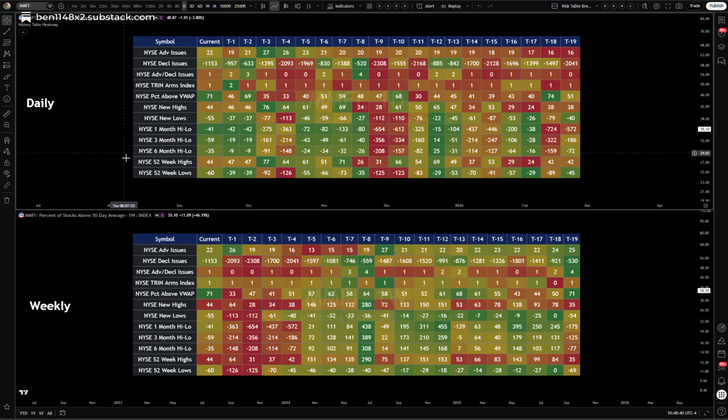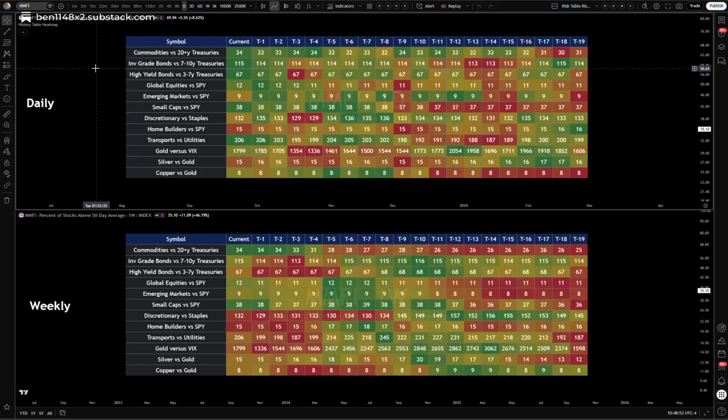But this is what we start to see in recoveries: the number of stocks participating in uptrends increases, and the number of stocks that are going down and making new lows should decrease. That's what should happen towards a low. The next chart compares different ratios of equities and equity ETFs to one another to suggest risk appetite.